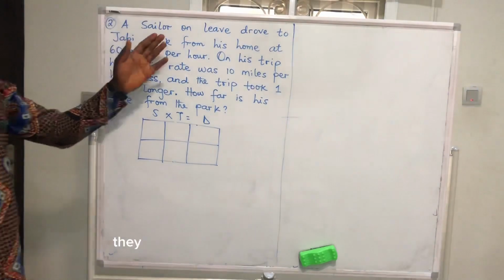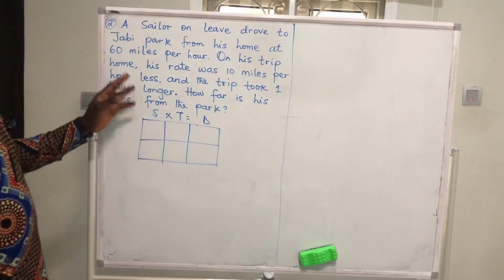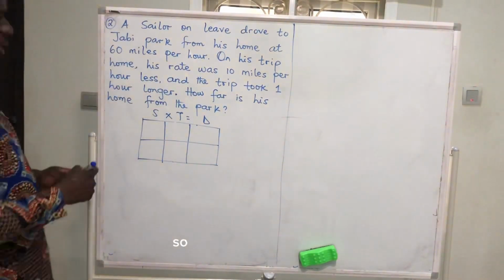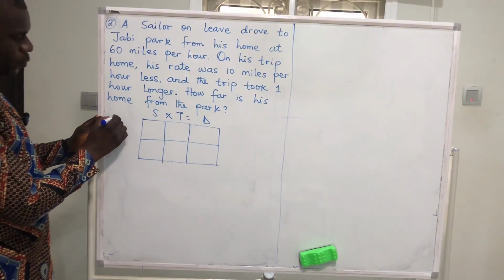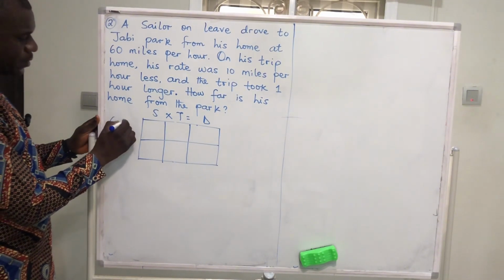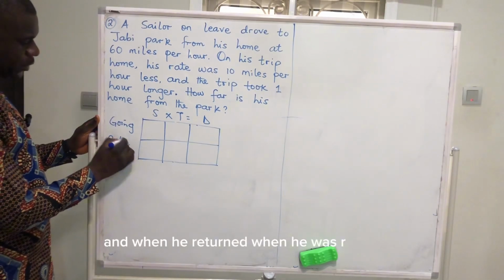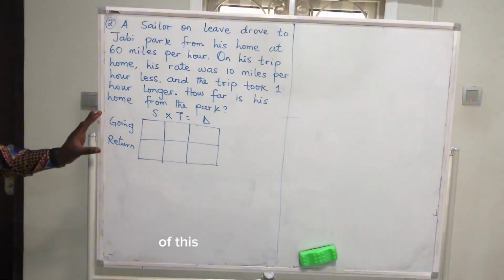Now, this sailor on leave drove to Jabi Park from his home, okay, at this miles per hour on his trip home. So I'll still have like going, when he was going to the park, and when he was returning. Hope this information is clear.